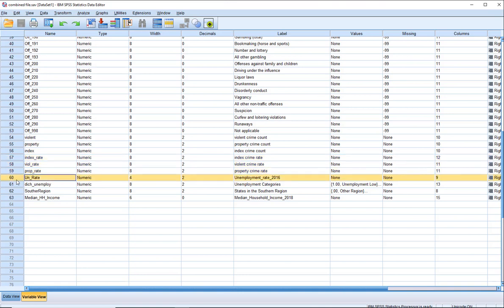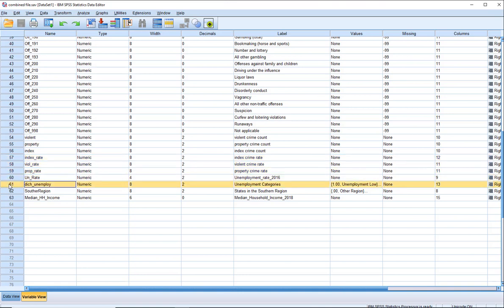I also have an unemployment rate variable. I have an unemployment categories variable, which is just simply a dichotomous measure of the states that had unemployment rates below the median versus states that had unemployment rates above the median, and median in this case being the median unemployment rate, states that are in the southern region, and then finally the median household income.